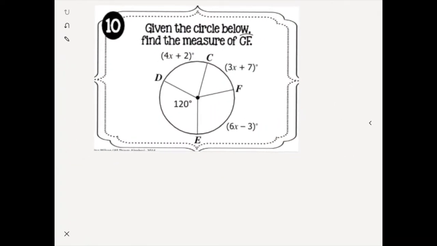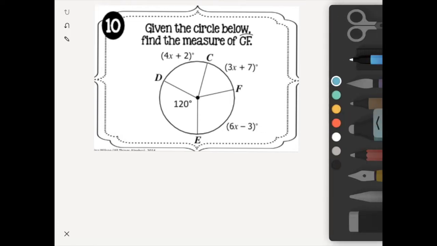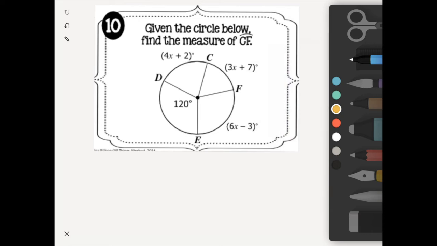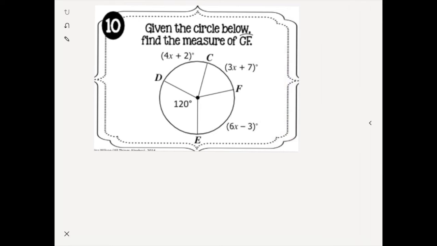So this one says, given the circle below, find the measure of arc CF. So if we want, we could already highlight where CF is, just so we know exactly what we're looking for in the end. So CF is from here to here. That's what we're looking for. So obviously that is this, which means once we find x, we're going to plug it into 3x plus 7.